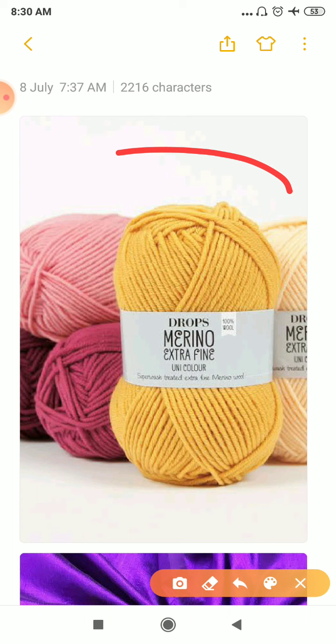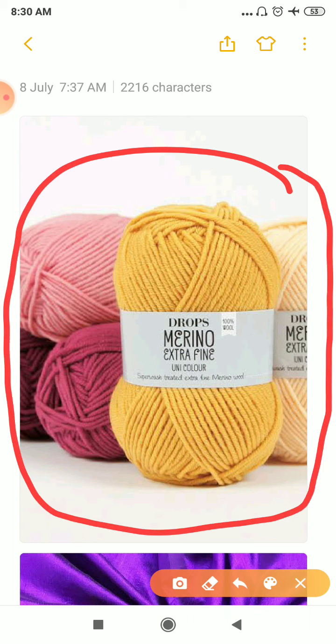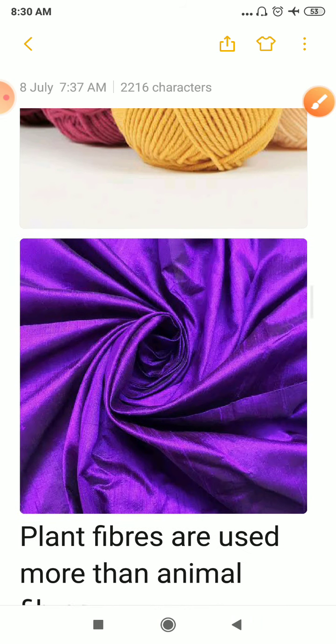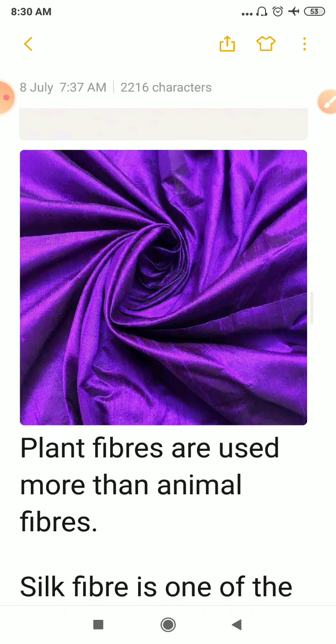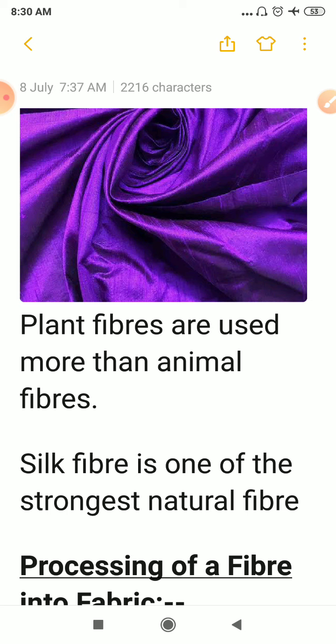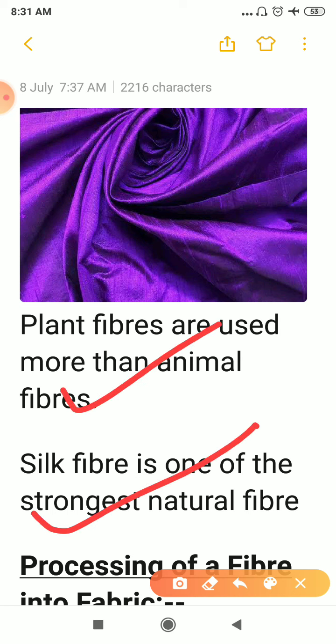Look here. Do you recognize these things? What is this? Just by looking, you can tell what this is. This is wool. And from this, we make woolen cloths. This is silk. Silk fabric. It is obtained from silk fiber. Plant fibers, for your knowledge, are used more than animal fibers. And silk fiber is one of the strongest natural fibers.